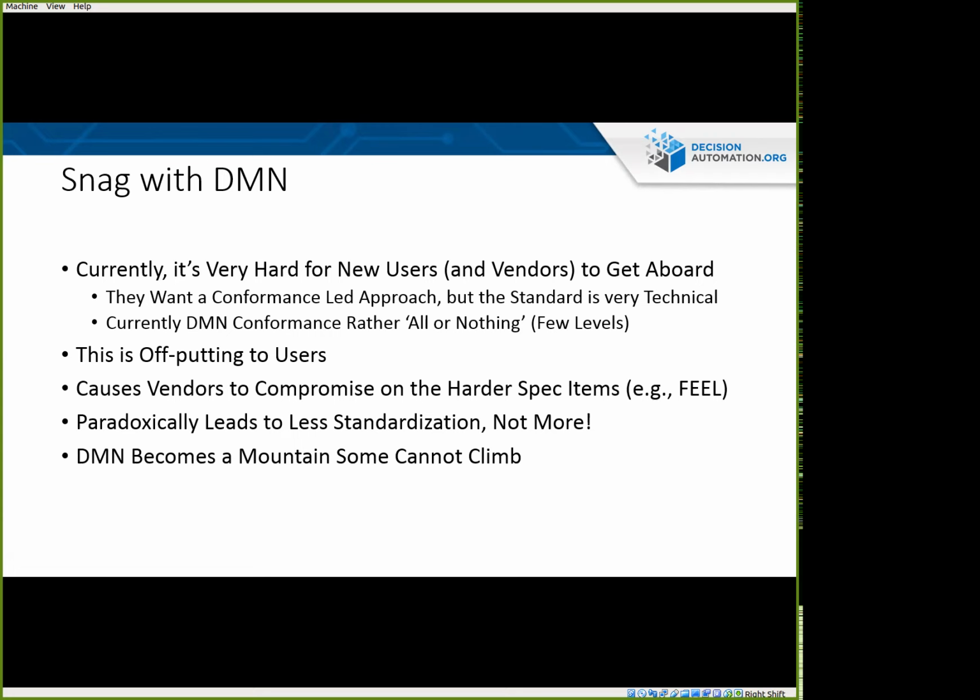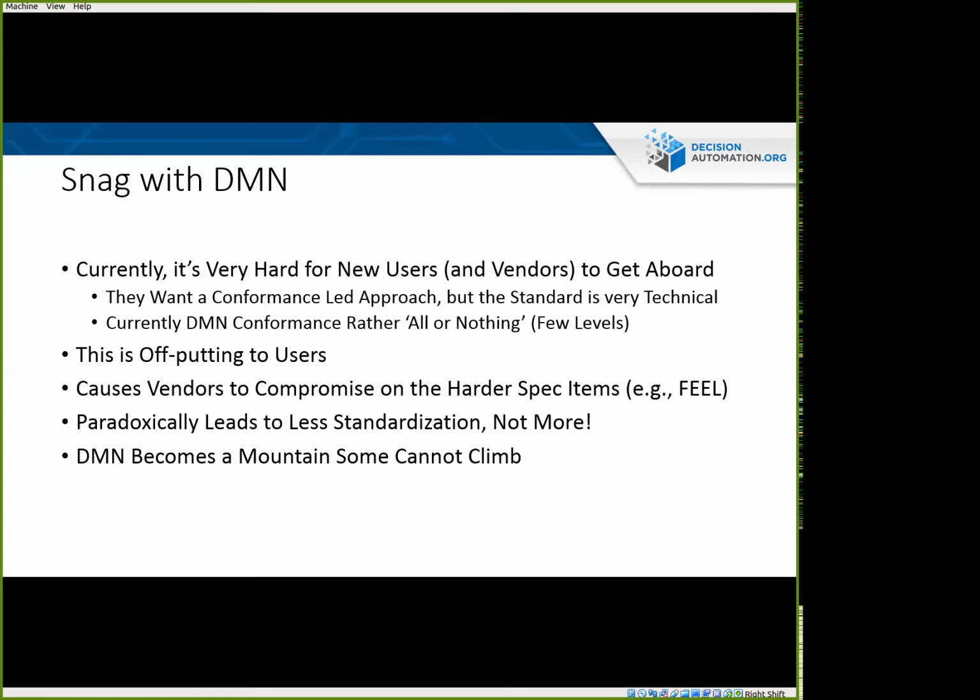Of course, everyone sees the value of a conformance-led approach, but the standard is an excellent document, but very formidable. Many people who read it are somewhat overawed by it, and it's not appropriate for every audience. So when they read the standard, to many potential adopters of DMN it looks like a mountain that they have to leap in a single bound. It looks to them to be a very intractable problem.